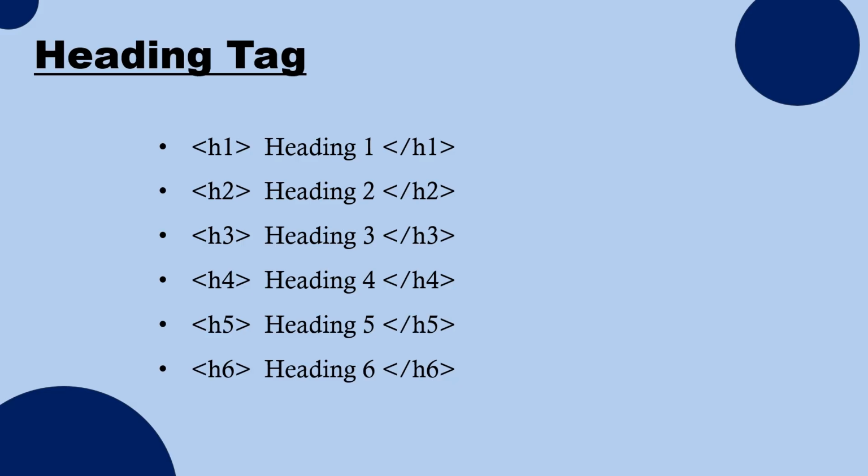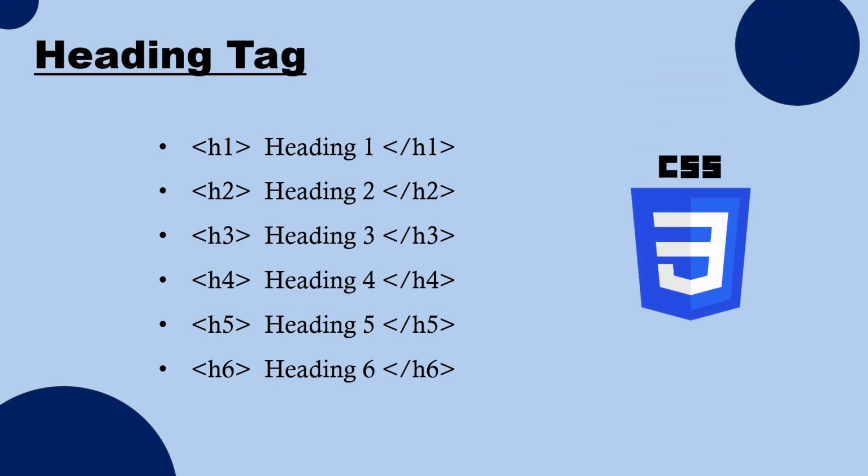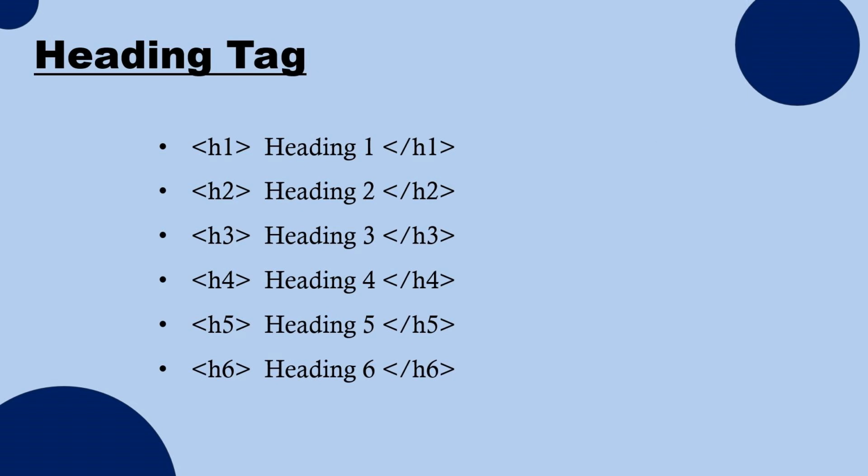You might wonder, can I only use these 6 sizes for headings on my website? The answer is no. You can customize the sizes using CSS. We'll discuss that later. For now, these 6 tags are used to define headings based on their importance. They help make the content properly organized and visually clear.